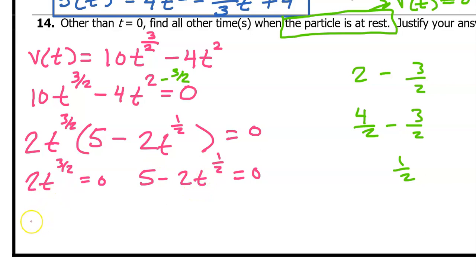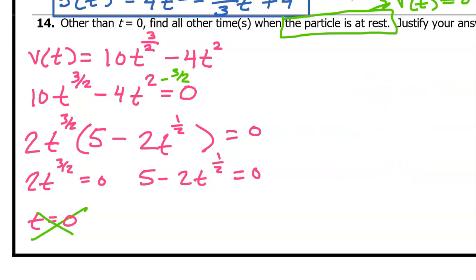Well, this first one is just going to end up giving me t is equal to 0. And that's the one that we already knew from the beginning. So we're supposed to be finding values of t other than t equals 0. So, just ignore that one. I mean, it's true, it's a valid solution, but we already knew it. So moving on. Now we just need to solve this factor. Let's add 2t to the 1/2 power to both sides of the equation.